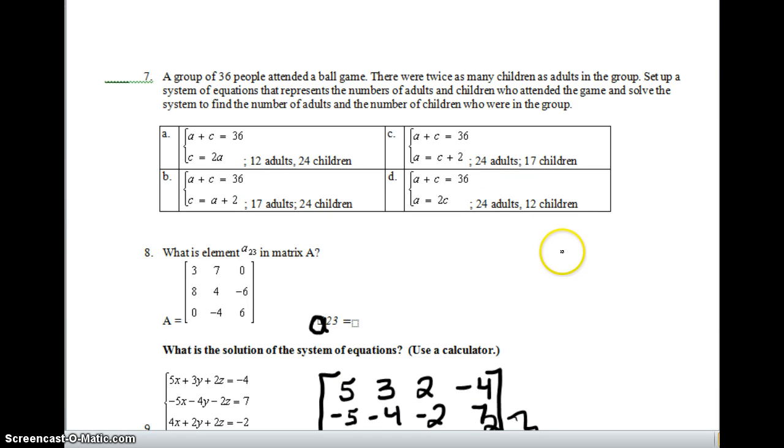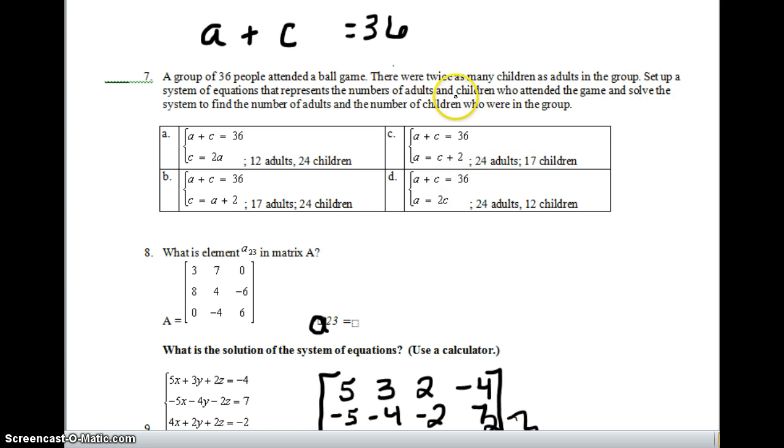Number 7, they ask you to find the system of equations that represents the number of adults and children in this situation. A group of 36 people attend a ball game. There were twice as many children as adults in the group. Set up the system. Well, if we have adults and children, we're going to have a total of 36. So I'm going to have adults and children with a total of 36. And one way to get totals is to add up everything. So that's your first equation. As a matter of fact, look, all of these have your first equation, a plus c equals 36.